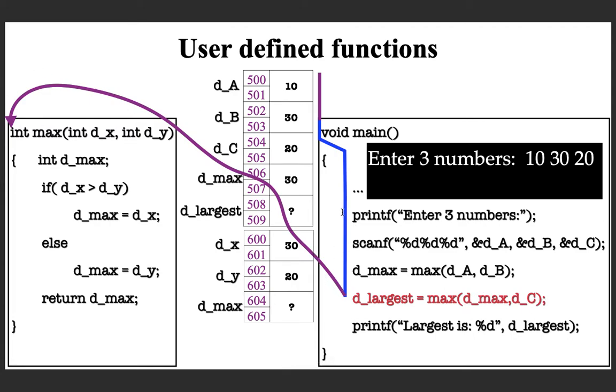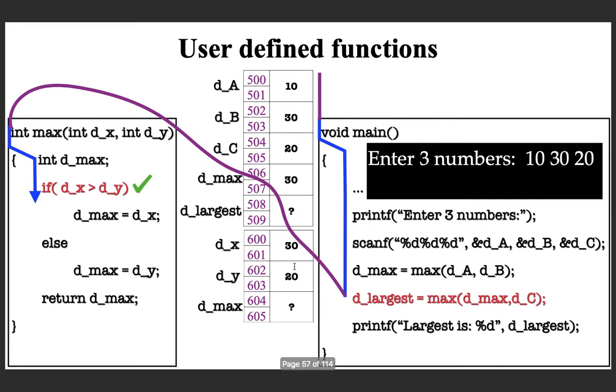Now the variables are Dmax from here, which is now 30, is copied to dx. The first argument is getting Dmax, which is 30. Second argument is dc, which is 20. So 30 and 20 are getting in. You're getting into dx and dy of max, and you're proceeding down. Now dx, which is 30, is greater than dy, which is 20.